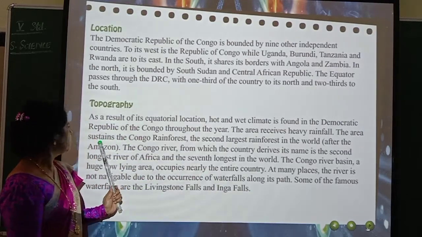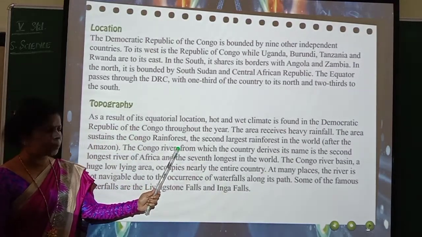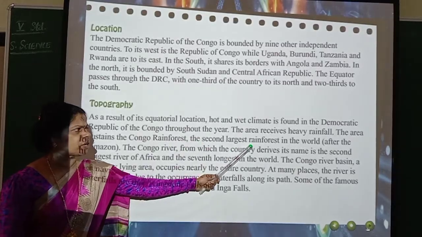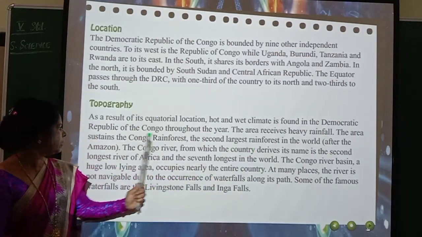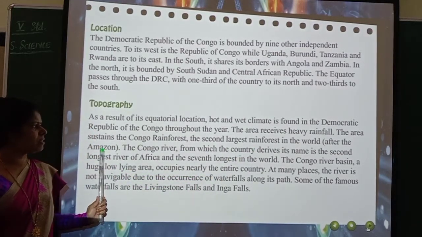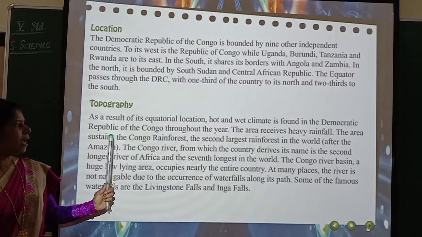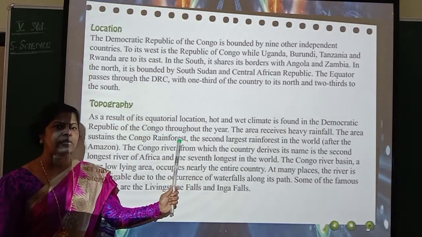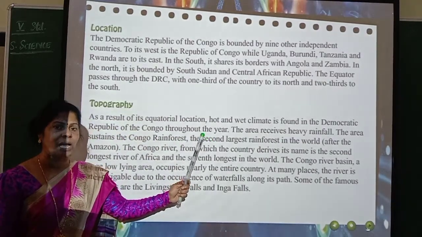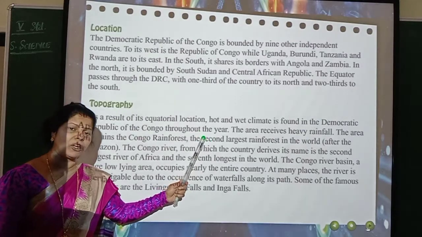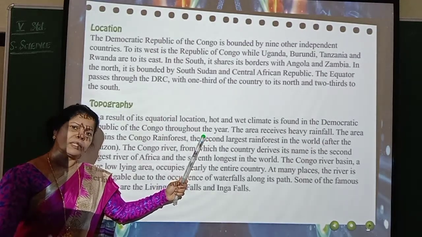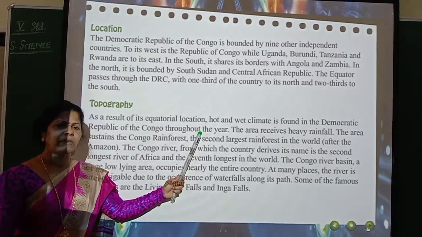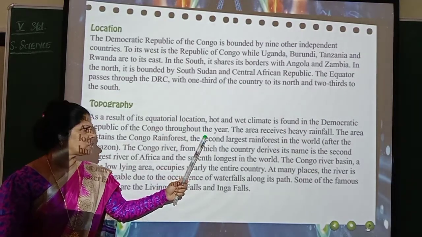The area sustains the Congo rainforest, the second largest rainforest in the world after the Amazon. So the Amazon is the largest rainforest, and this Congo rainforest is the second one in the world. Why? Because there is plenty of rainfall as well as sunlight. These two things are very much required for the plants to grow, isn't it?